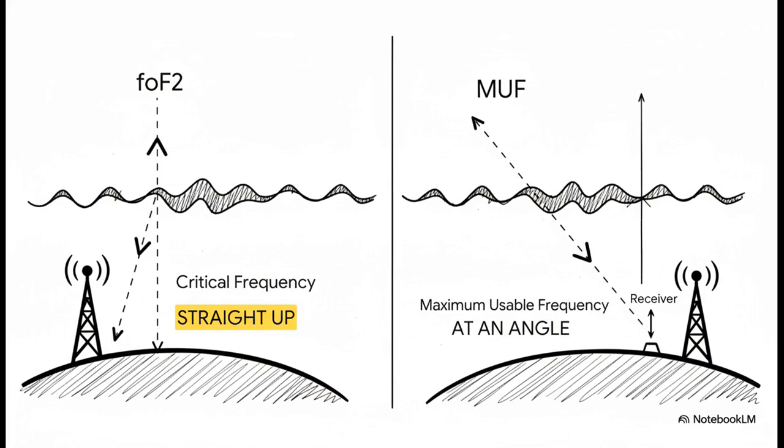But we're not trying to talk to the sky, right? We're trying to talk to someone far away. So we send our signals at an angle. And that gives us the maximum usable frequency, or MUF. That's the best, highest frequency that you can use to bounce a signal over a long distance. The key thing to remember is the MUF is always going to be higher than the foF2.